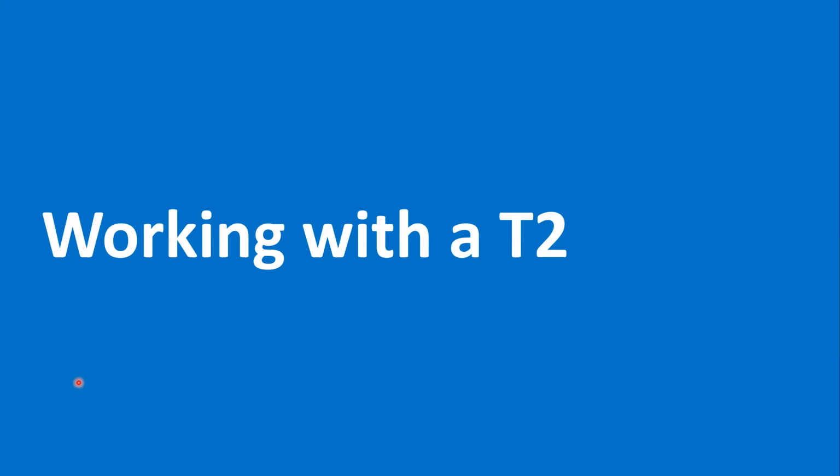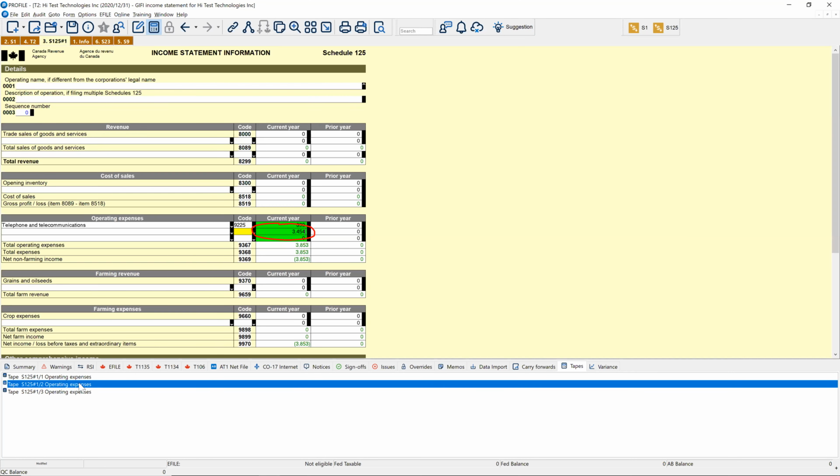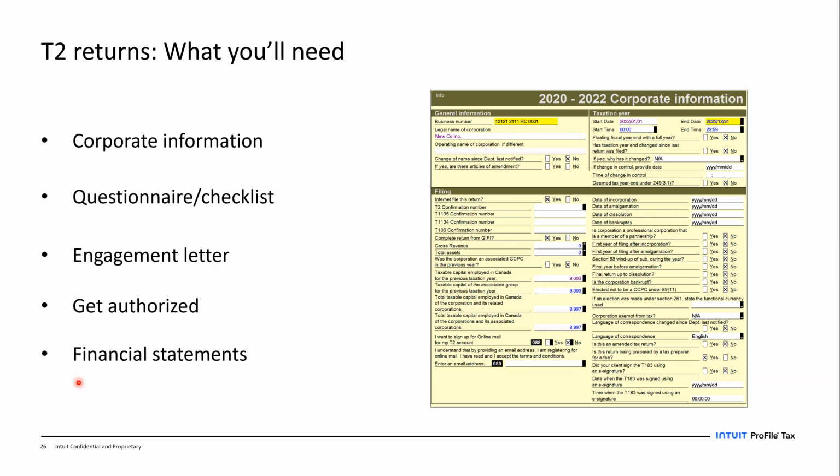So again, for new users mostly, we are starting to work with ProFile. We have to enter information. What do we have to open? What forms do we need? And so on and so forth. So let's very quickly show you a few things. First thing, what do we need? Of course, we know we need the corporate information. Hopefully you've got a checklist, a questionnaire, and an engagement letter. And I'm going to show you a couple of tips on that.